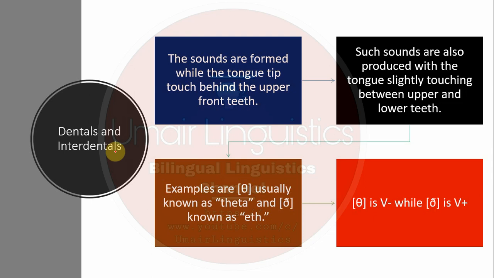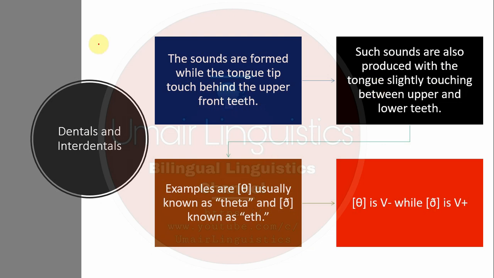First of all, among these symbols are dentals and interdentals. Actually, these are the sounds made when our tongue touches behind the upper teeth. So these sounds are called dentals. They are found when the tongue tip touches behind the upper front teeth. Such sounds are also sometimes produced with the tongue slightly touching between the upper and the lower teeth.